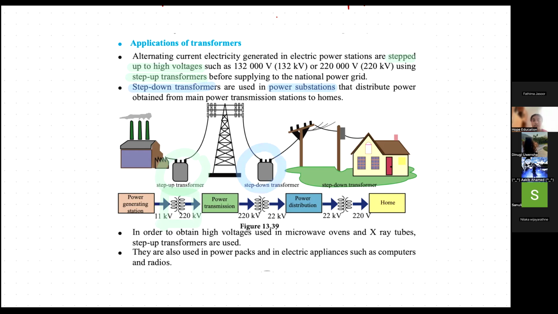See, that voltage should be decreased. 220 kilovolts is decreased up to 22 kilovolts.